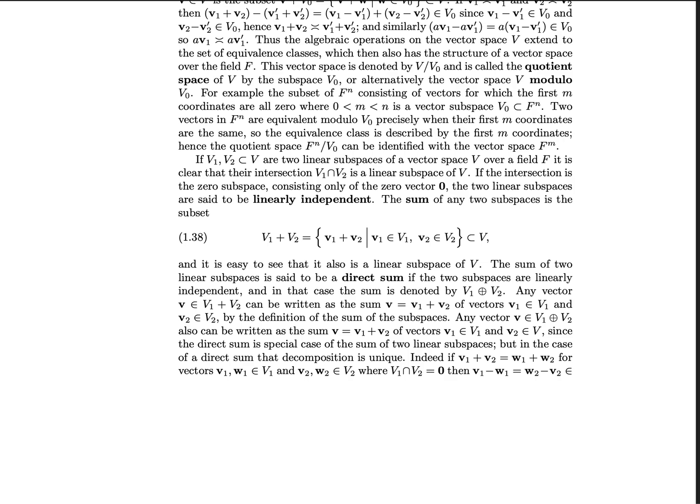The sum of any two subspaces is the subset V1 plus V2, which is a set of vectors v1 plus v2, where v1 is from V1 and v2 is from V2, is a subset of V, and it's easy to see that it's also a linear subspace of V.